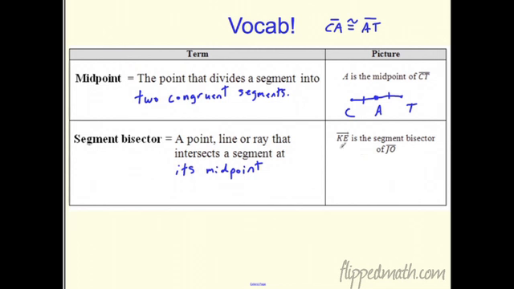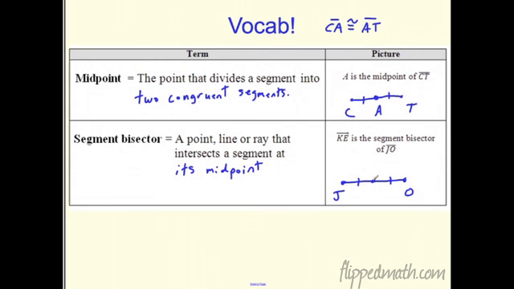So let's take a look at this crazy sentence. This says ray KE is the segment bisector of segment JO. So let's draw JO. Yours doesn't have to look exactly like mine, as long as you've got a line segment somewhere. I don't care what direction it goes. I've got JO, and I've got this segment bisector, KE. I know the segment bisector has to go through its midpoint, so let's draw its midpoint. It's got to go through there, and if it's a midpoint, these are congruent. And it's a ray KE.